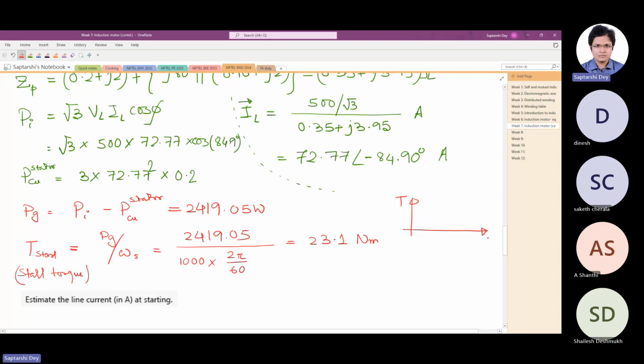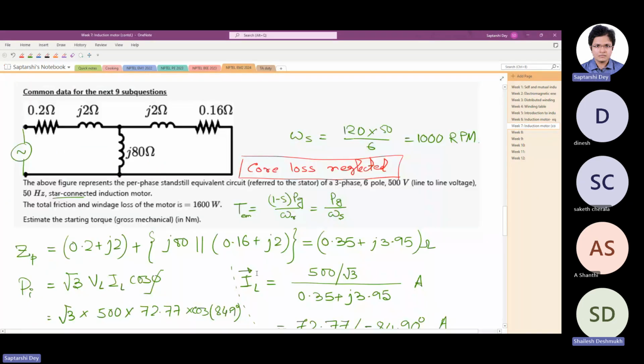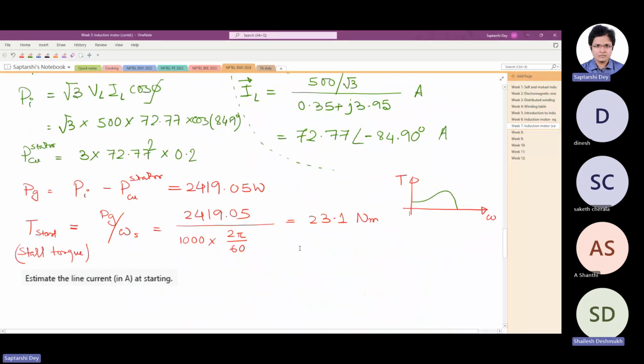Excuse me, sir. I think frequency is given 50 hertz. I have taken 50 hertz only here. This is not frequency, this factor is converting RPM to radian per second. Got it, sir.